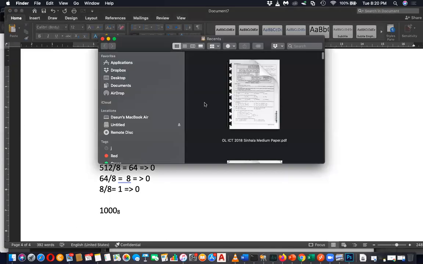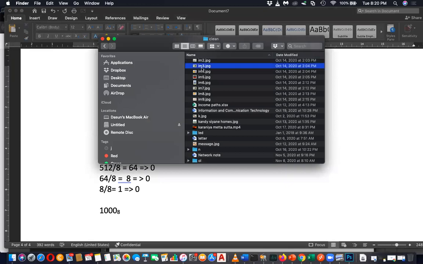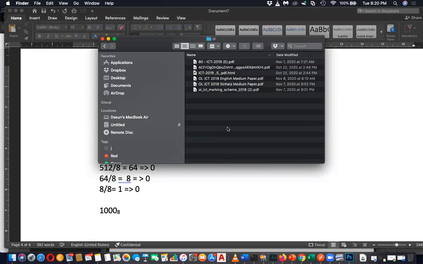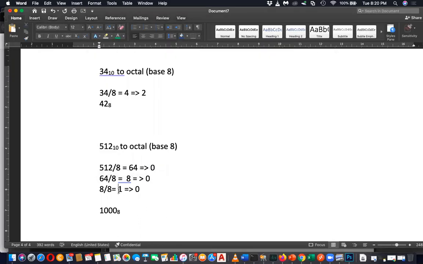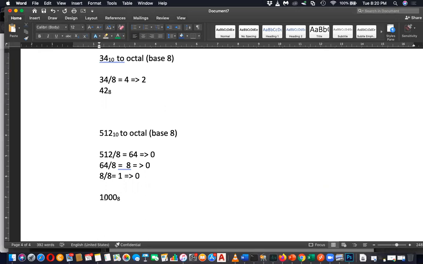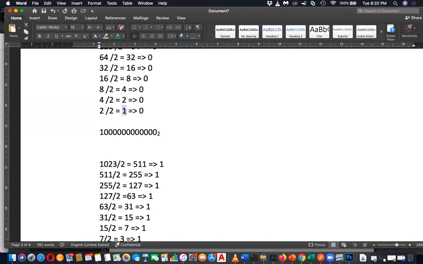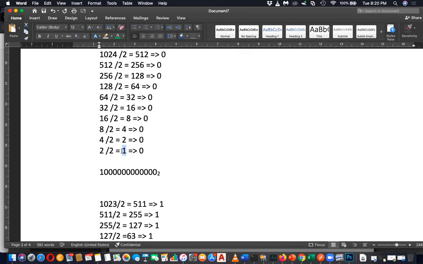So let's move to this one. I'm going to browse something. Let me show this. This is 1000. You start from this and go forward. 8 divided by 8 is 1 remainder 0. Here also you got that. 1, likewise. You started with 1, then you climbed.